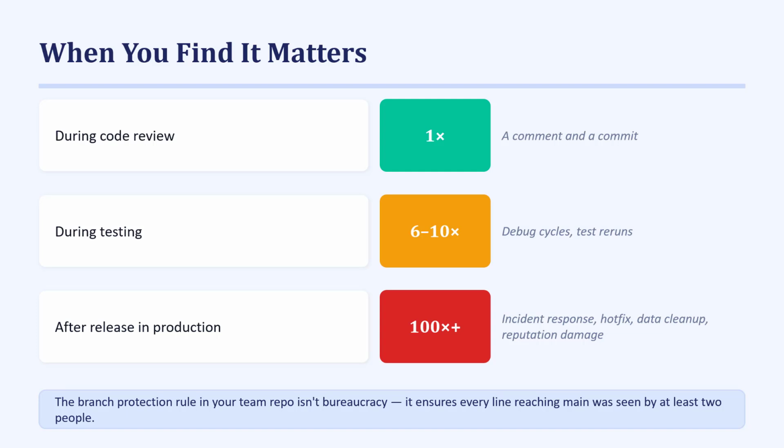If we find it during testing, we've spent debug cycles, we've spent test reruns, we've spent cloud resources for our CI/CD tooling, we've spent manpower. But if we wait and we didn't catch it until after release in production, then we have incident response, hotfix, data cleanup, reputation damage, all kinds of problems. So again, branch protection rules are important.